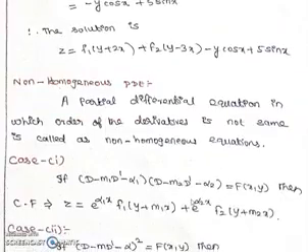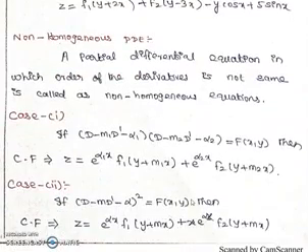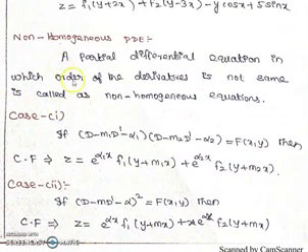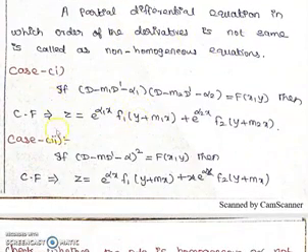So now we are going to the non-homogeneous partial differential equation. The non-homogeneous partial differential equation is nothing but one in which the order of the derivatives is not the same. In the homogeneous case, the order of the derivatives is the same. Here the order of the derivatives is not the same. So here we have two cases.